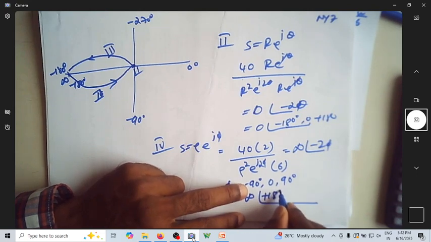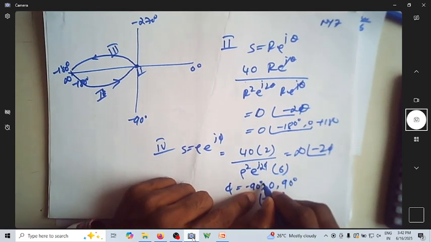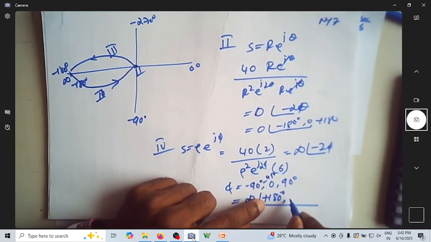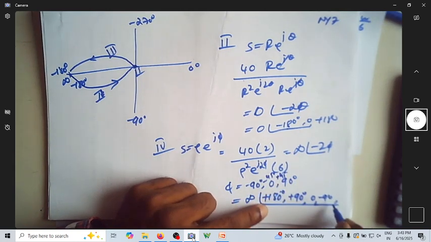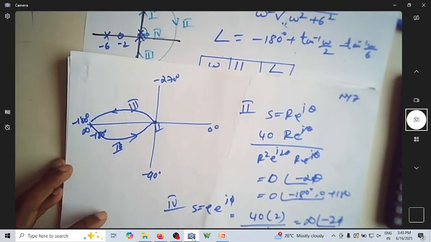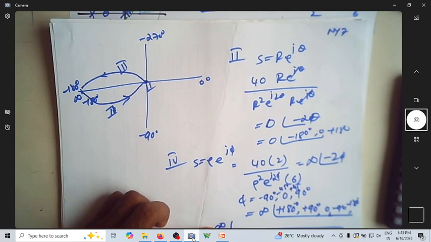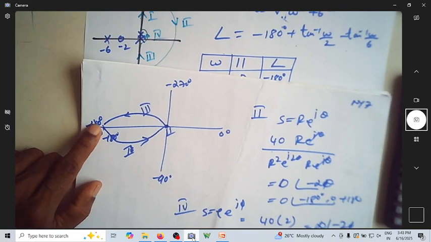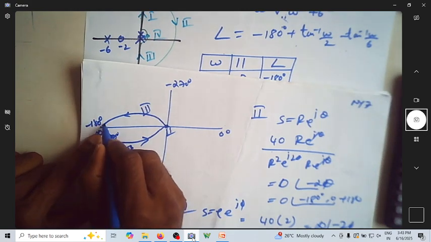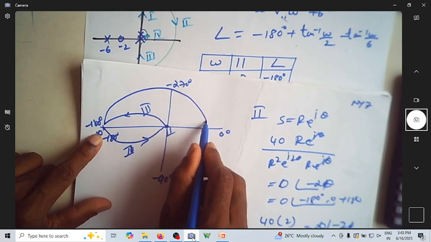plus 180 degree. We can also split this to minus 45 degree. Then this will become plus 90 degree, and then it is 0. If it is plus 45, then this will become minus 90. Then this will become minus 180. Correct? So it is infinity at an angle of plus 180 degree, plus 90 degree, 0 degree, minus 90 degree, and minus 180 degree. So this is the first one, and then it goes to this point, then it goes back here.